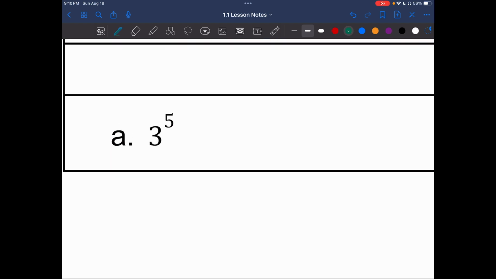So, letter A, we have 3 to the 5th power, so that's going to be 3 times 3 times 3 times 3 times 3. When you type that all into your calculator, you are going to get 243.